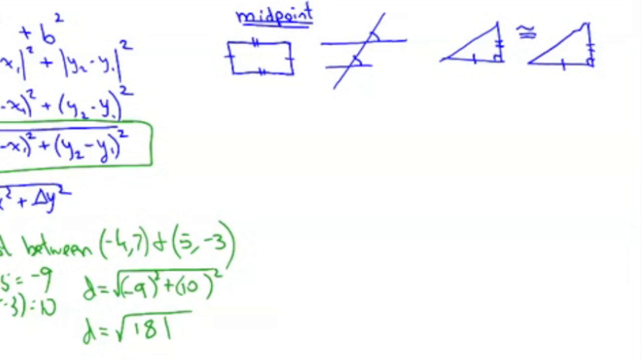Now, when 2 triangles are congruent to each other, everything else about them is congruent. Their hypotenuses are now congruent. These 2 angles are now congruent to those 2 angles. Everything becomes congruent. It's called CPCTC. Bet you don't remember what that is. Corresponding parts of congruent triangles are congruent.